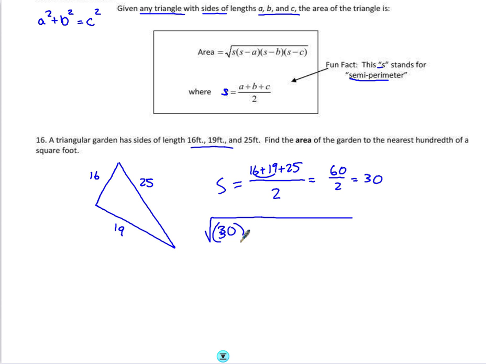So, in Heron's formula, 30 is the semi-perimeter, times the differences between the semi-perimeter and all the sides. So in my head, I can think, okay, I'm just going to do 30 minus 25, which is 5. And then 30 minus 16 is 14. And then 30 minus 19 is 11. So where do we get 5, 14, 11? By taking these three lengths away from the semi-perimeter. So now I'm going to multiply all these together and take the square root.